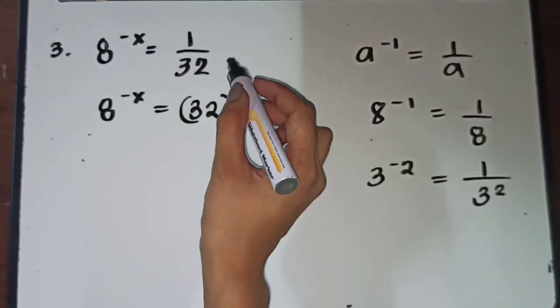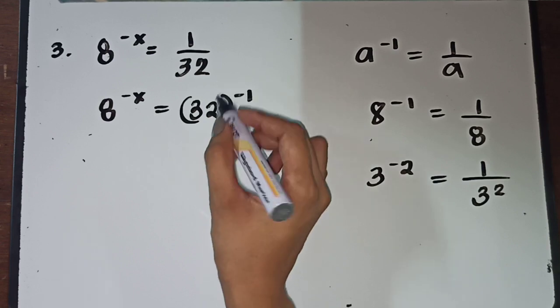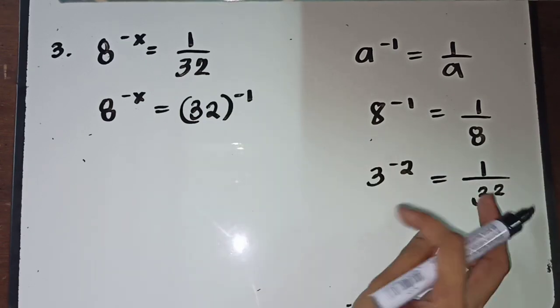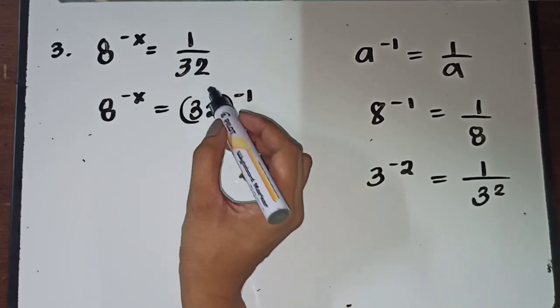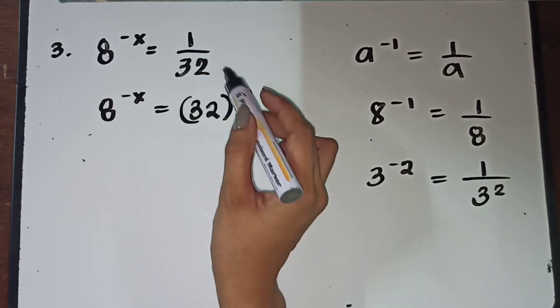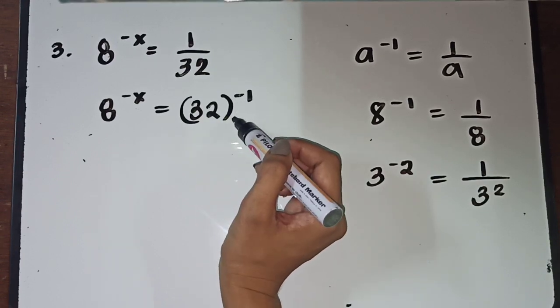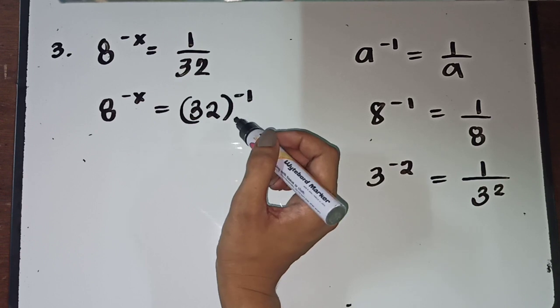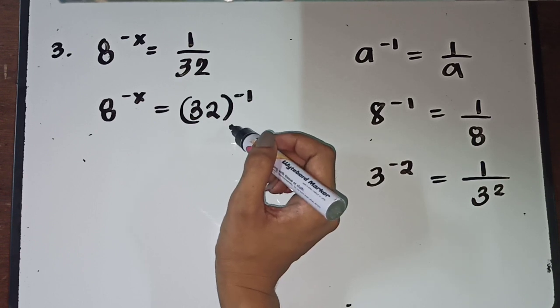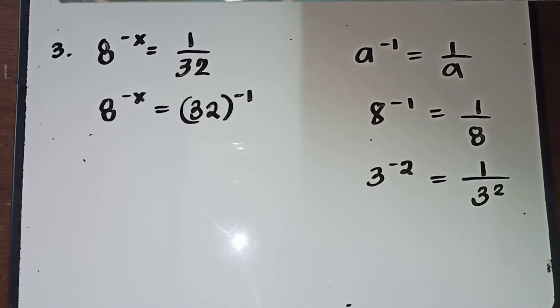So, ganun din po dito sa 1 over 32. So, kinuha ko yung reciprocal. So, pabaliktad ang ginawa natin. So, kinuha reciprocal. So, that is 32. And naging negative naman ang exponent. So, again, this 1 over 32 is also equal to 32 raised to negative 1.